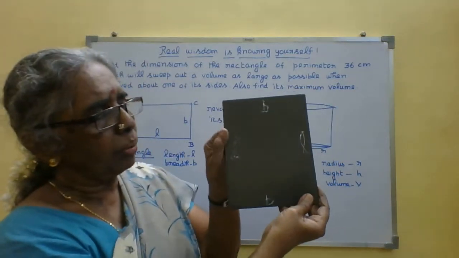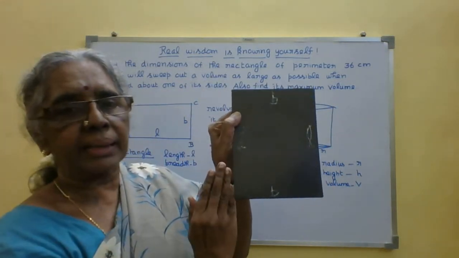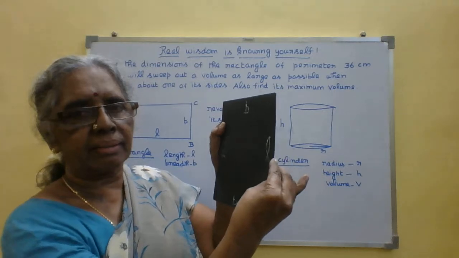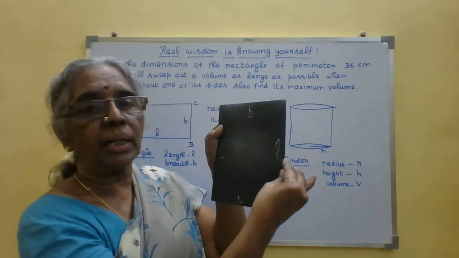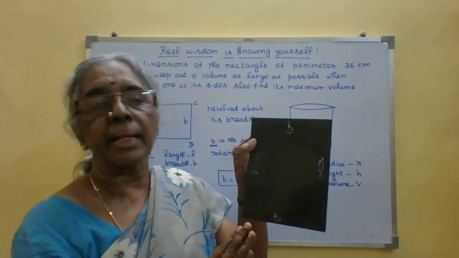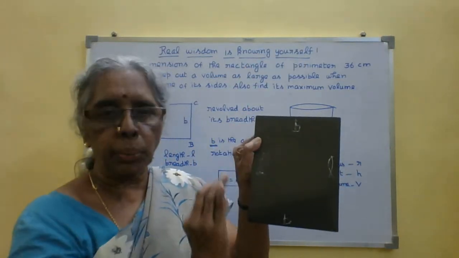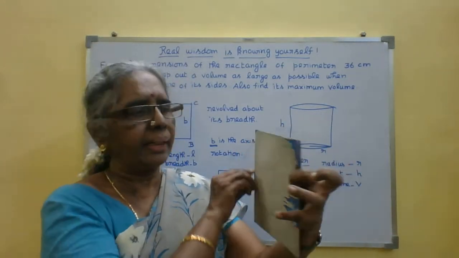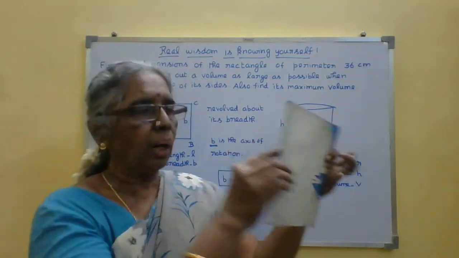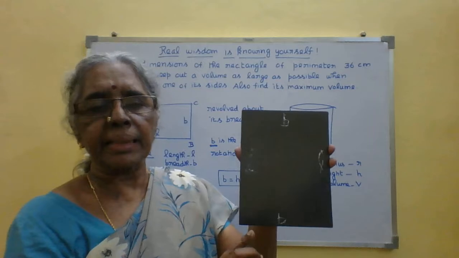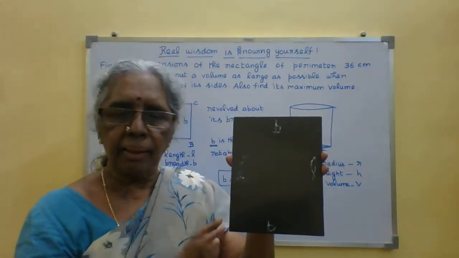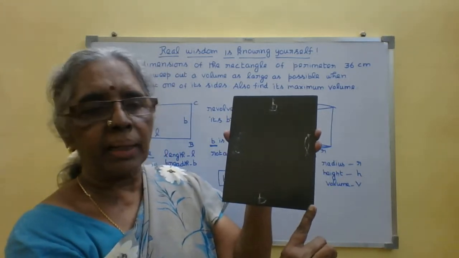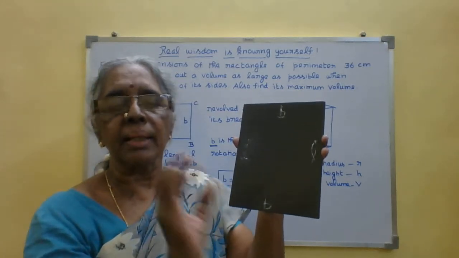Now see, I hold this. This L is my axis of rotation, okay? Now I just rotate like this. When I rotate, what will happen? There will be a cylinder generated. When a rectangle is rotated about either the length or the breadth, you will get a cylinder. Now, when this L is the axis of rotation, this L will become the height of the cylinder. This B will become the radius of the cylinder.